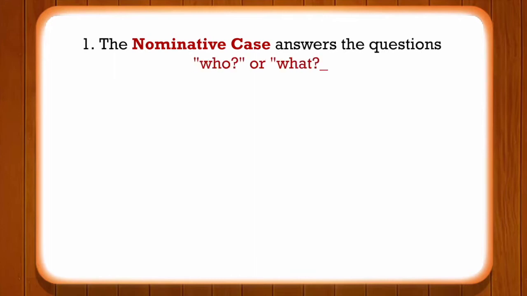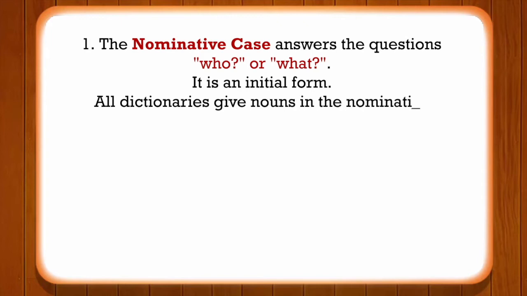So here you can see the first one is the nominative case. The nominative case answers the question who or what, like we already know, кто and что. It is the initial form of all kinds of nouns. All dictionaries give nouns in the nominative case only. So whenever you browse through the dictionary and see words, they are actually in the nominative case form.